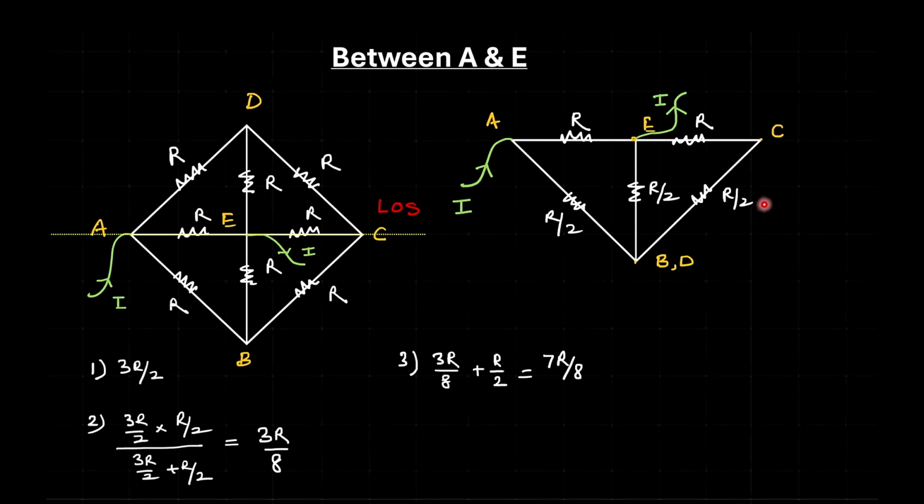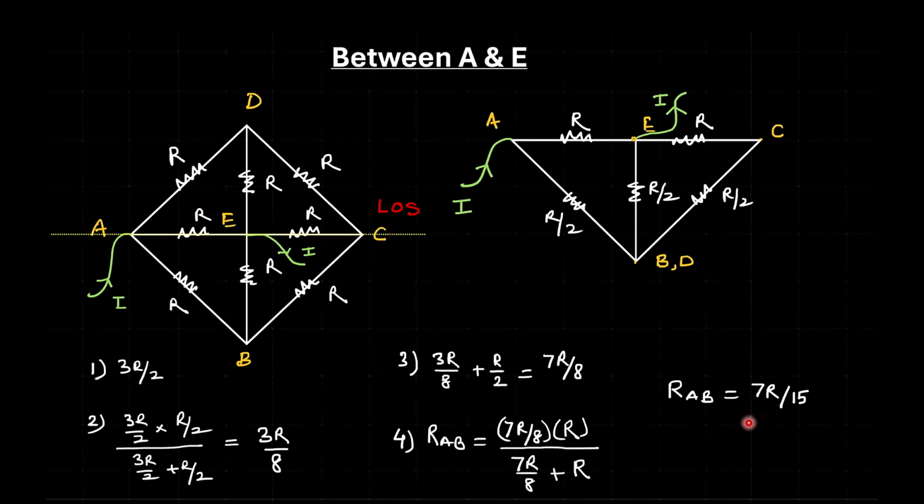So up to here this, and that in turn, is in parallel with R. So finally we'll get R_AE equal to the parallel combination of 7R by 8 and R, and simplifying it, we will get 7R by 15. That would be our answer.